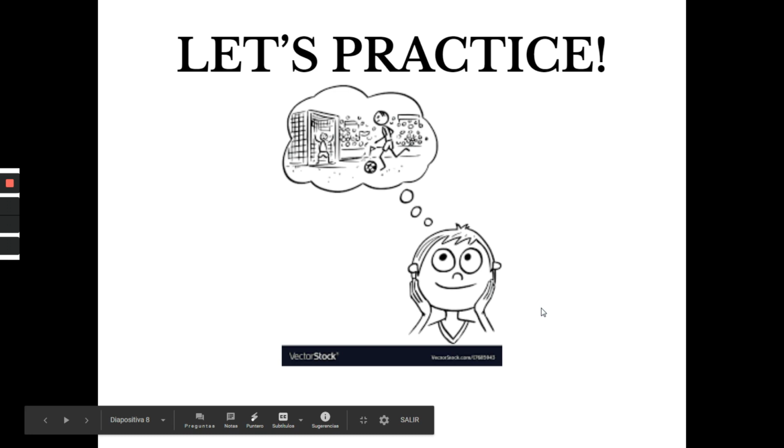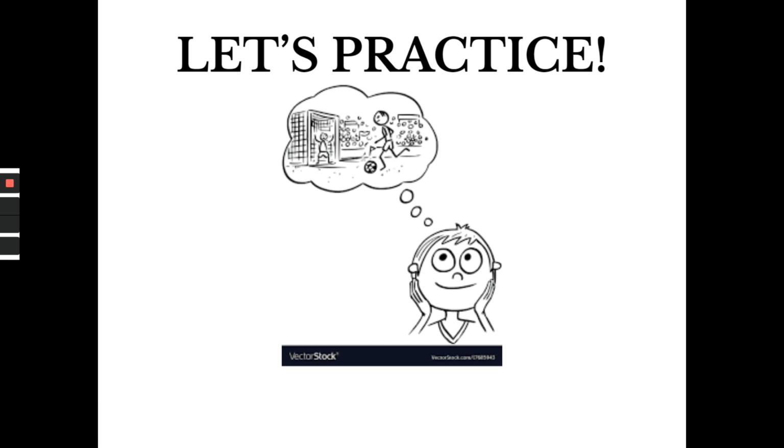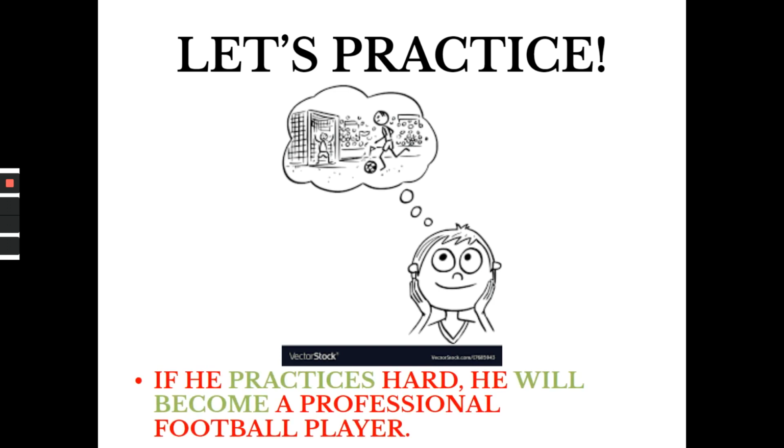So what about some practice? Okay. I want you to take some seconds to think about the different pictures that I'm going to show you. Okay, the first one here, a boy dreaming about something. What conditional would you use for this case? Okay, very good. Check it out. If he practices hard, he'll become a professional football player. What conditional is this? First conditional. If he practices hard, present simple, he will become, future tense.